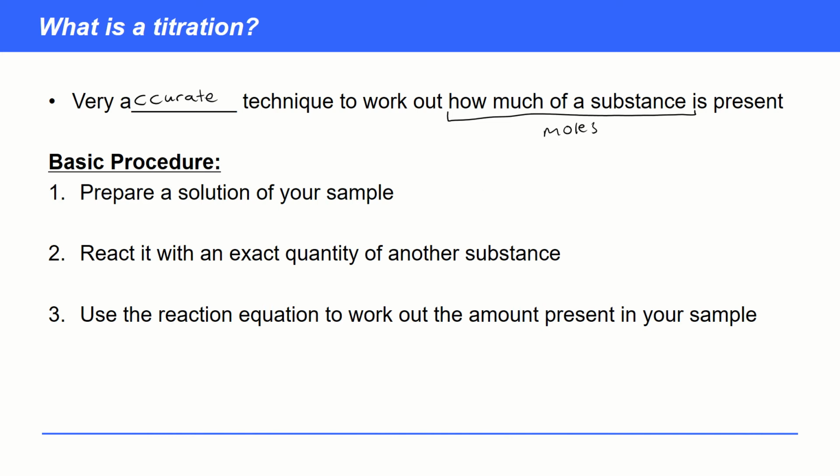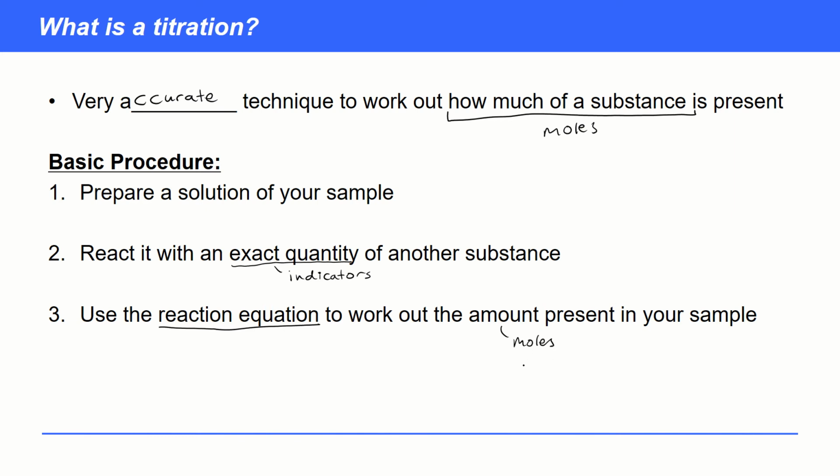So there are basically three stages to the titration technique. The first is to prepare a solution of your sample. The second, you react that with an exact quantity of another substance, and that's where the idea of indicators comes in, because the indicator indicates when you have the exact quantity of the other sample. And then you're going to use the reaction equation, as we'll see in future videos, to work out the amount or the number of moles present in your sample.